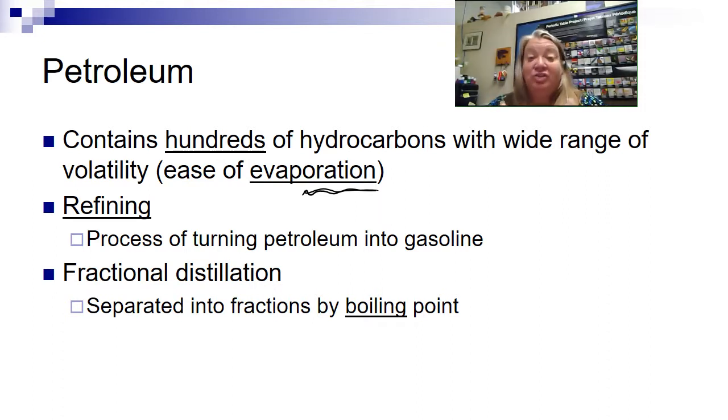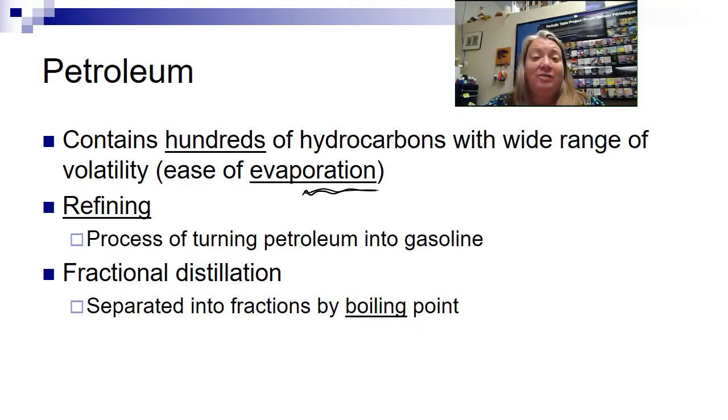Or if it has certain structures, as we're going to learn about, like a ring structure, it is more volatile than an unbranched chain. So we want to take all of these different hydrocarbons that we get and refine them, meaning we want to try to change some of them into usable gasoline. We're looking at gasoline in particular for this chapter.